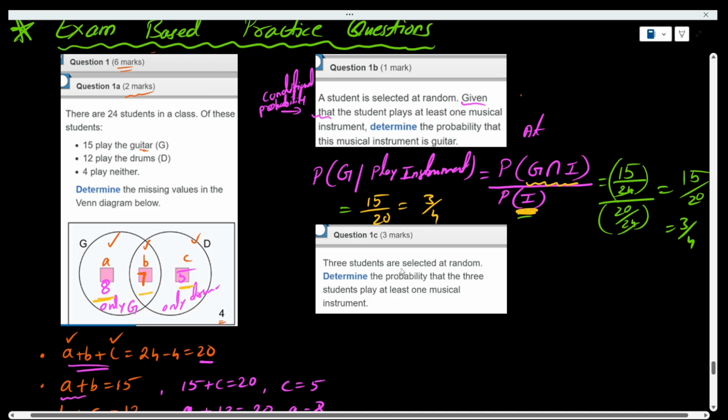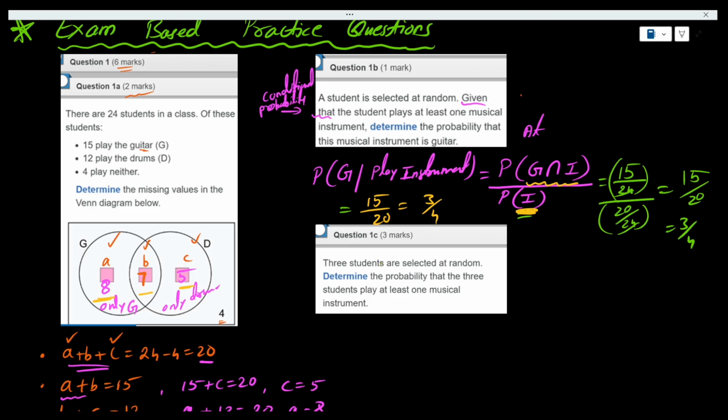Now the next question says that three students are selected at random. Determine the probability that the three students play at least one musical instrument. Now you have to choose one by one, right? Any three you can choose out of altogether. Playing at least one musical instrument means there are 20 students who are playing at least one, either only guitar or both or drum. So I can choose from 20 students.